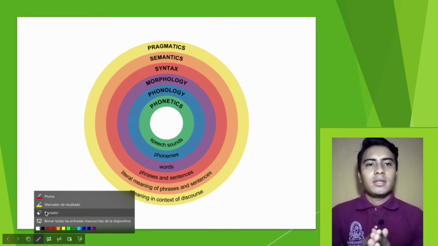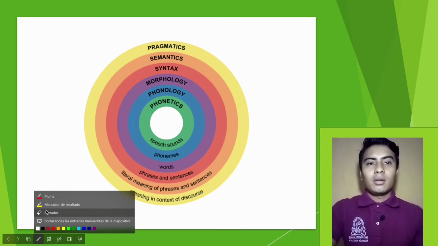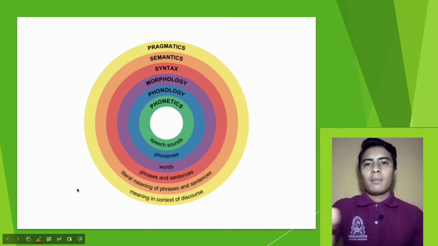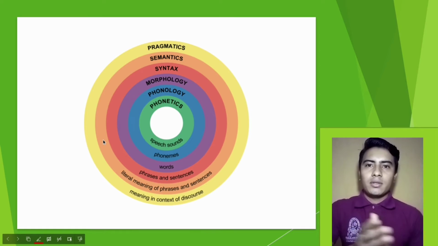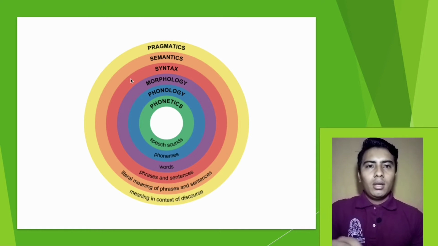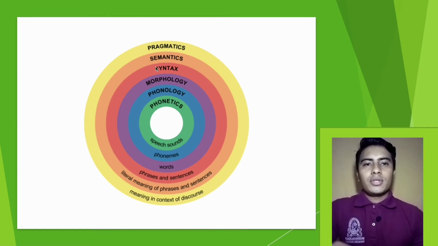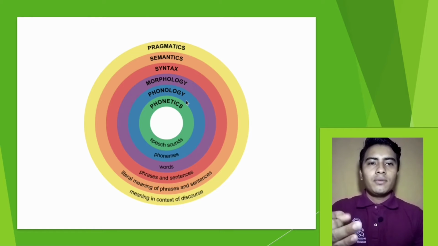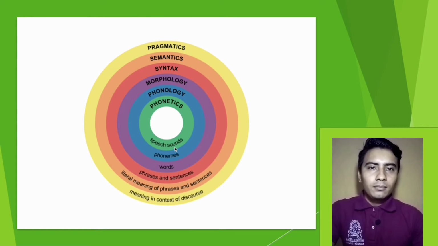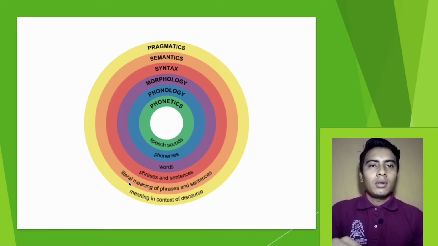But note that semantics is within another circle, the yellow circle, which is from pragmatics and other disciplines of linguistics. And in turn, it contains others such as syntax, morphology, phonology, and others. At the bottom, you can read that semantics is about, as we saw before, the study of literal meaning of phrases and sentences.